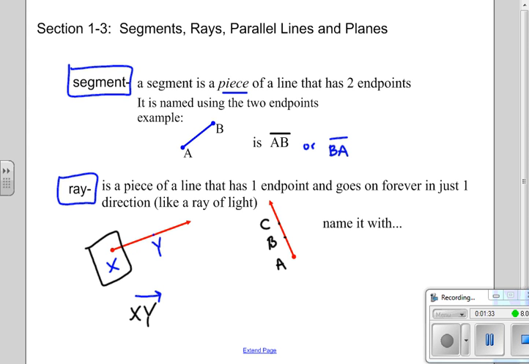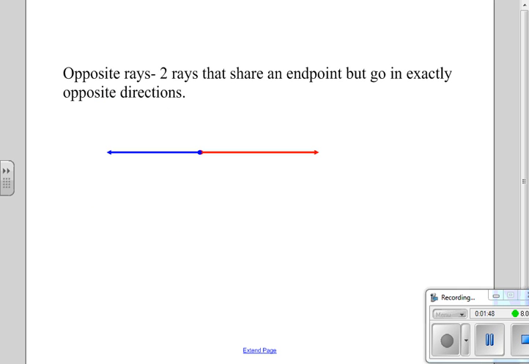My other picture here, if I put some more points on it, I could name this as ray, again, I have to start with an A, but I can choose, I could write ray AB or ray AC. Still naming the same ray.